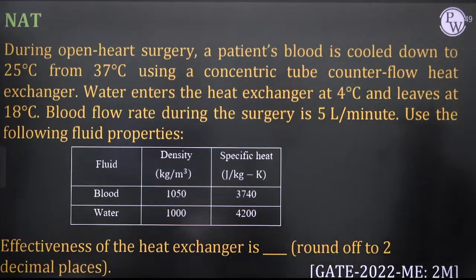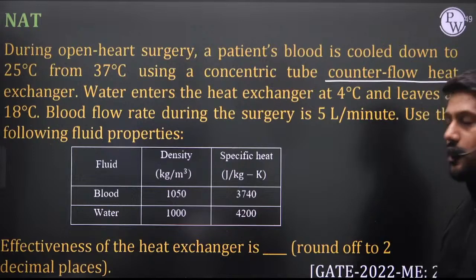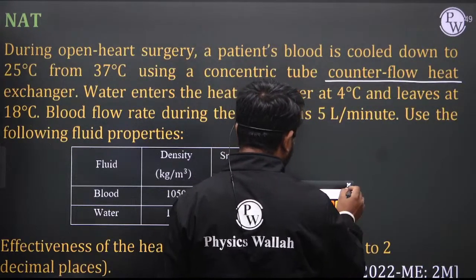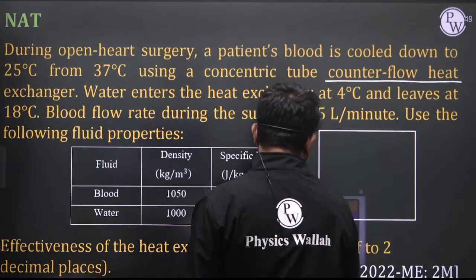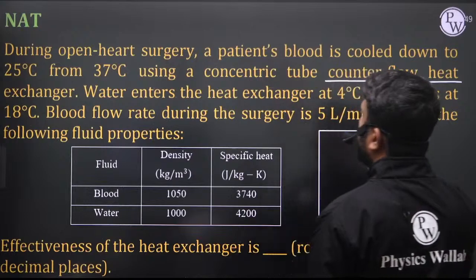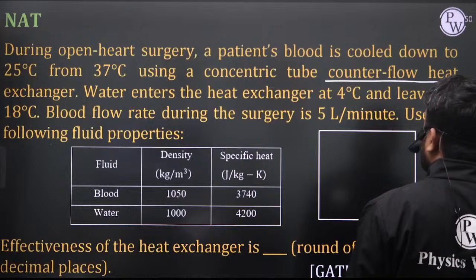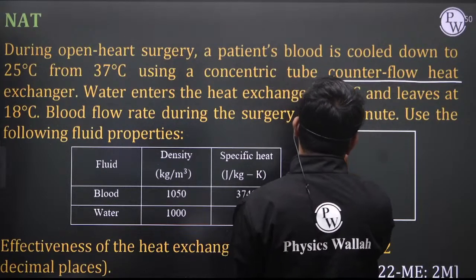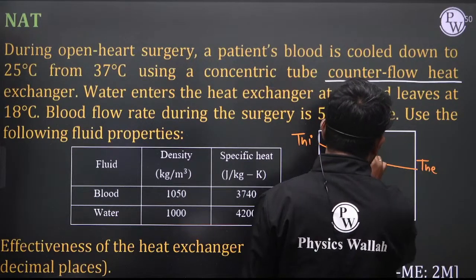Okay. During open heart surgery, a patient's blood is cooled down from 37 degrees Celsius to 25 degrees Celsius using a concentric tube counterflow heat exchanger. Right, so there is a counterflow heat exchanger. If you see the temperature variation in a counterflow heat exchanger, the hot fluid is blood, cooled down to 25 degrees Celsius from 37 degrees Celsius. So this is THI and this is THE. This is blood.